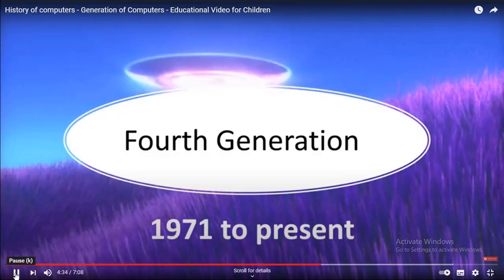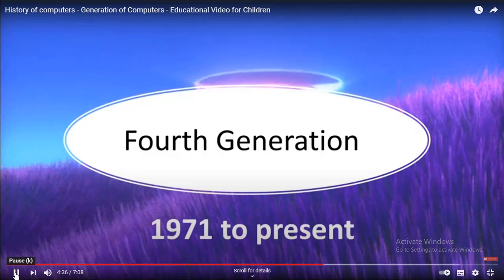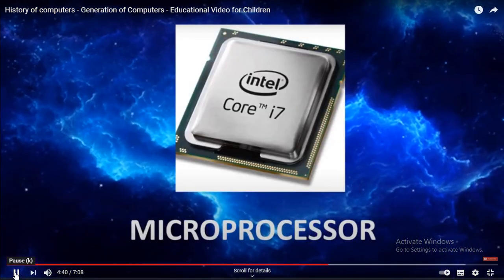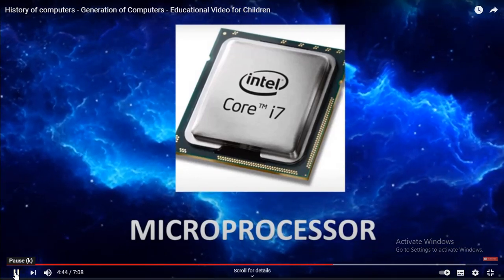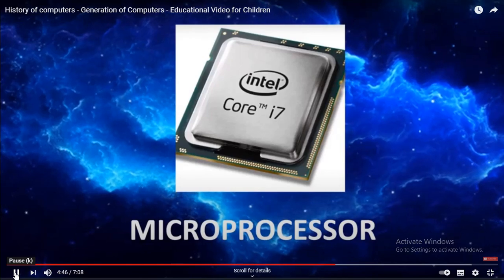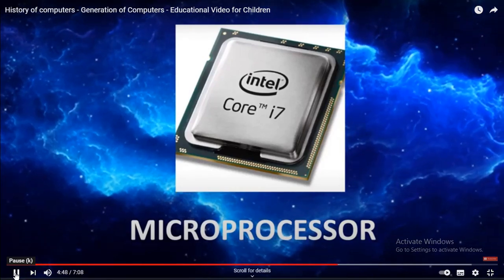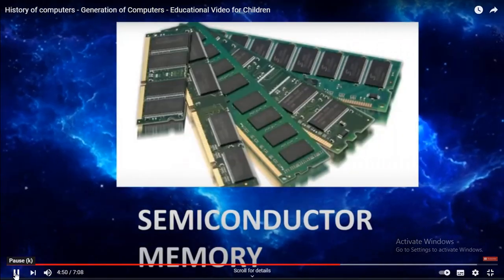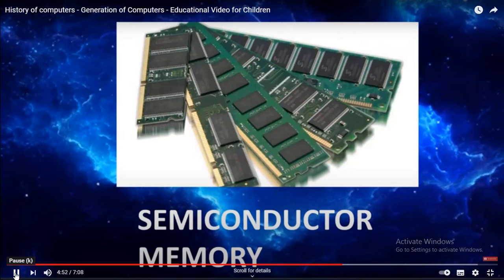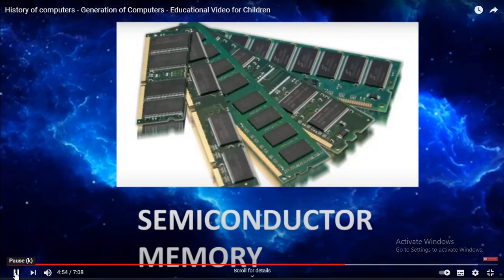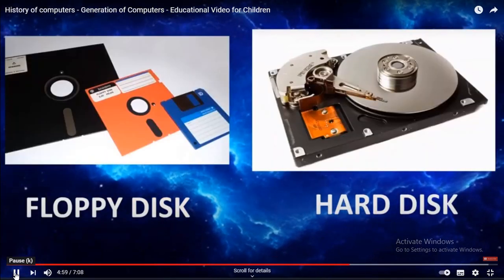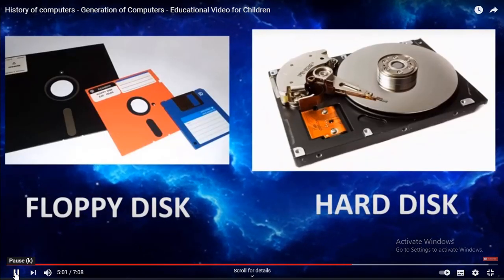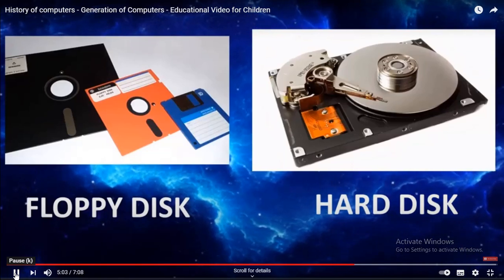Fourth generation period, 1971 to present. The microprocessor was used in the fourth generation of computers. In this, thousands of integrated circuits were built onto a single silicon chip. In fourth generation of computer, semiconductor memory were used, resulting in fast random access to memory. Magnetic disks like floppy disk and hard disk were used as secondary storage device.